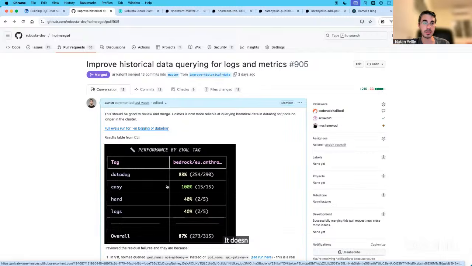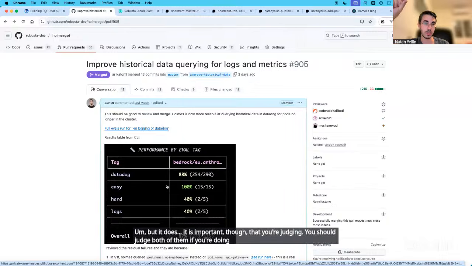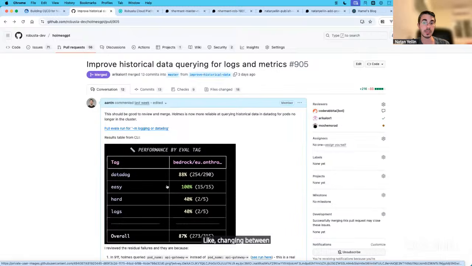It doesn't seem to matter that much which model. We don't see a lot of variance on that, as long as the model is good enough and smart enough. But it is important that you judge both of them if you're doing a comparison between two models. Make sure that the judge model is fixed and isn't changing between the different things. It could cause bias in theory.